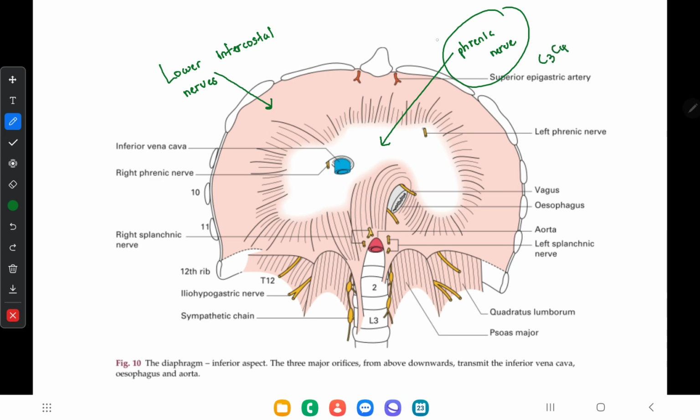Here the phrenic nerve roots are C3, C4 and C5. So the supraclavicular nerves include C3 and C4. So there can be a referred pain in front and at the tip of the shoulder. Then the peripheral part of the diaphragm is supplied by lower six intercostal nerves.